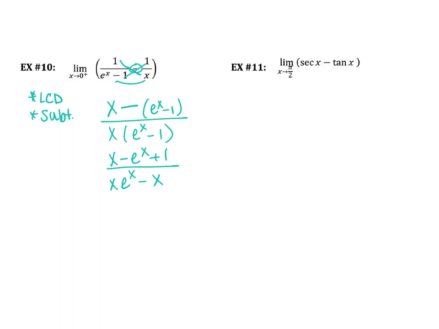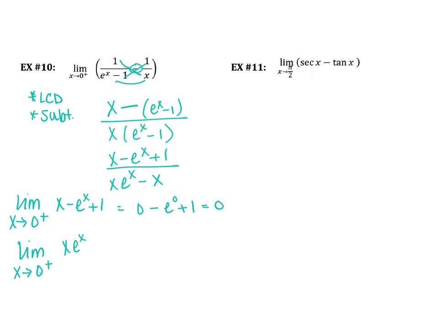All right, so we've got a good mess here. Let's go ahead and look at what's going on separately with this. So I'm going to have the limit as x approaches 0 from the right of x minus e to the x plus 1. And that's going to give me 0 minus e to the 0 plus 1, and that looks like that's going to generate 0. And so over on the other side, we have the limit as x approaches 0 from the right, and the denominator x e to the x minus x, all of that goes to 0. So we have set up a situation where we can do L'Hopital's rule.